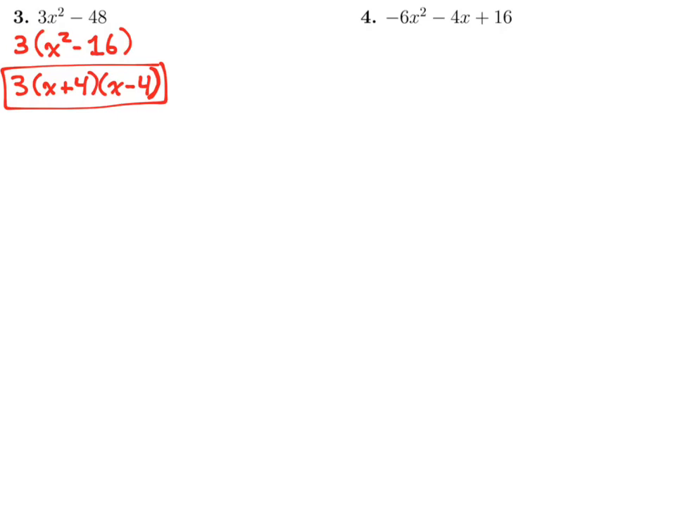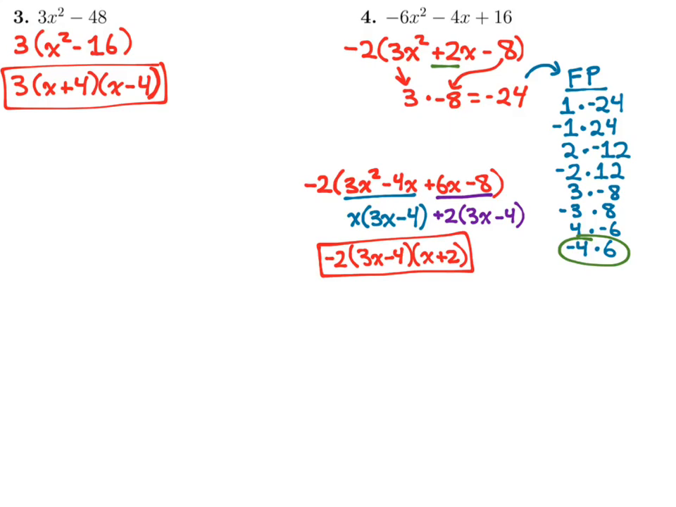Hey, welcome back. So on number 4, going to go ahead and factor out a negative 2 at the beginning. That common factoring at the beginning is something that a lot of people lose sight of. You want to try to fight to remember that. Then, boom, 3 and negative 8, make negative 24. There's all the factor pairs. There's the middle term split into negative 4x plus 6x. And at the end, boom, negative 2. Boom, 3x minus 4, bam, x plus 2. Factoring done.